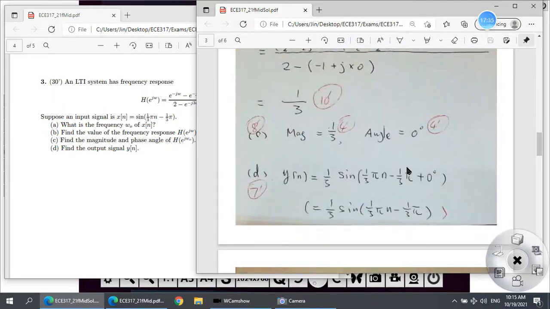Then C, find the magnitude and phase of this number. So this is the case, this is a real number, so the magnitude is just itself, the angle is 0. Angle is 0. Right? This real number, in the complex plane, you will see it looks like this.